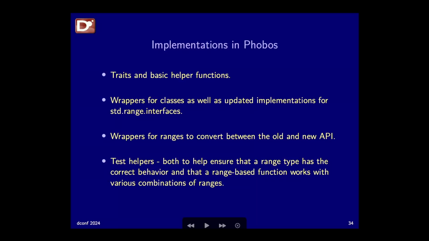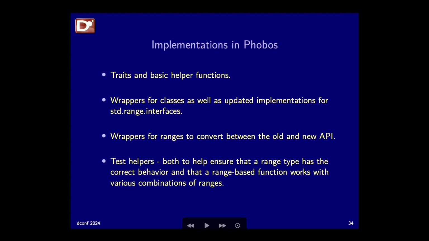In terms of implementation details, obviously all the traits and basic helper functions we currently have are going to be ported over in one form or another for the new range API. There may or may not be some name changes based on the whole Phobos v3 thing with general name changes depending on what we're doing, or they may be exactly the same depending on what we're talking about.